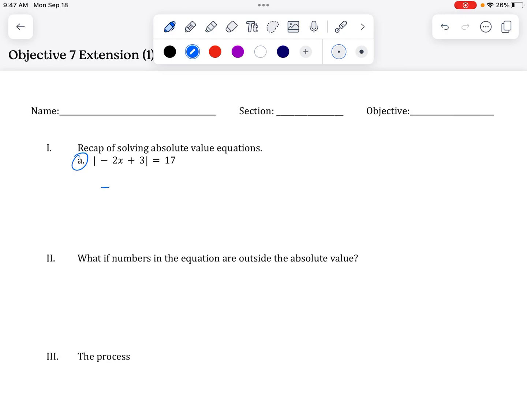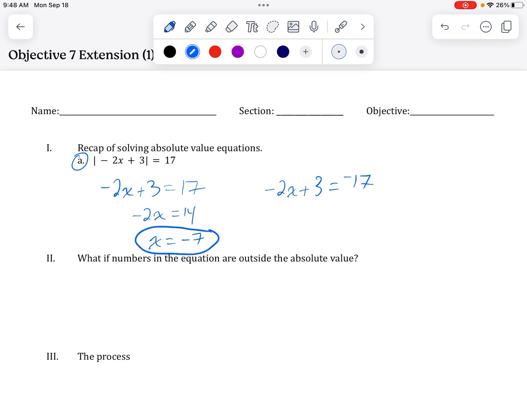All right, so just to recap to make sure we know the basics, remember you're not changing any of the symbols in here. All you're doing is setting up two equations, one equal to positive 17, one equal to negative 17. You're then subtracting 3 from both sides and dividing by negative 2. We get x equals negative 7. And you're subtracting 3 to get negative 20 and dividing by negative 2 to get positive 10. And those should be your two solutions, okay?